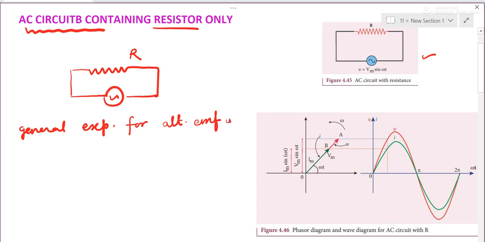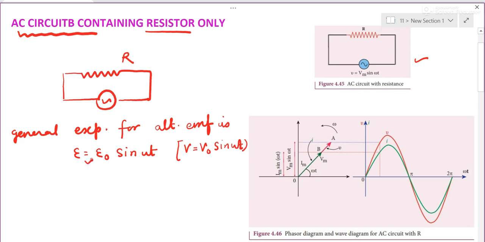We have already done this, E is equal to E naught sin omega t. If you wish, you can note it down with the symbol V also. EMF is voltage. So if you wish, you can write like this. Okay? Or you can use E.